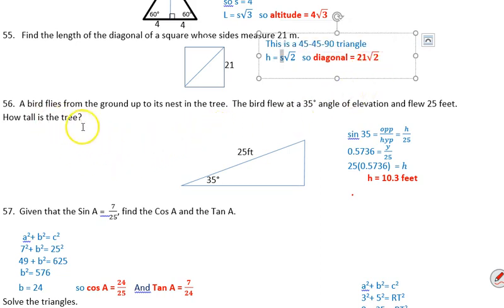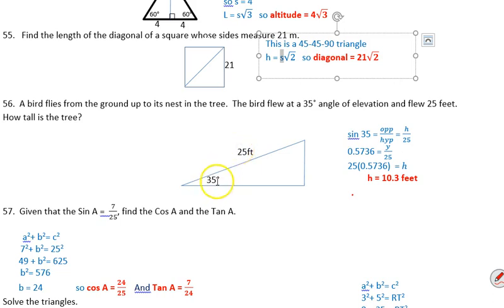Number 56 says a bird flies from the ground up to its nest in the tree. The bird flew at a 35-degree angle of elevation, is flying up, right? And it flew 25 feet. How tall is the tree? So we're looking for this height over here, the height of the tree, right? So this time we're looking for this over here. That would be opposite, and there's our hypotenuse. Opposite and hypotenuse would be sine.